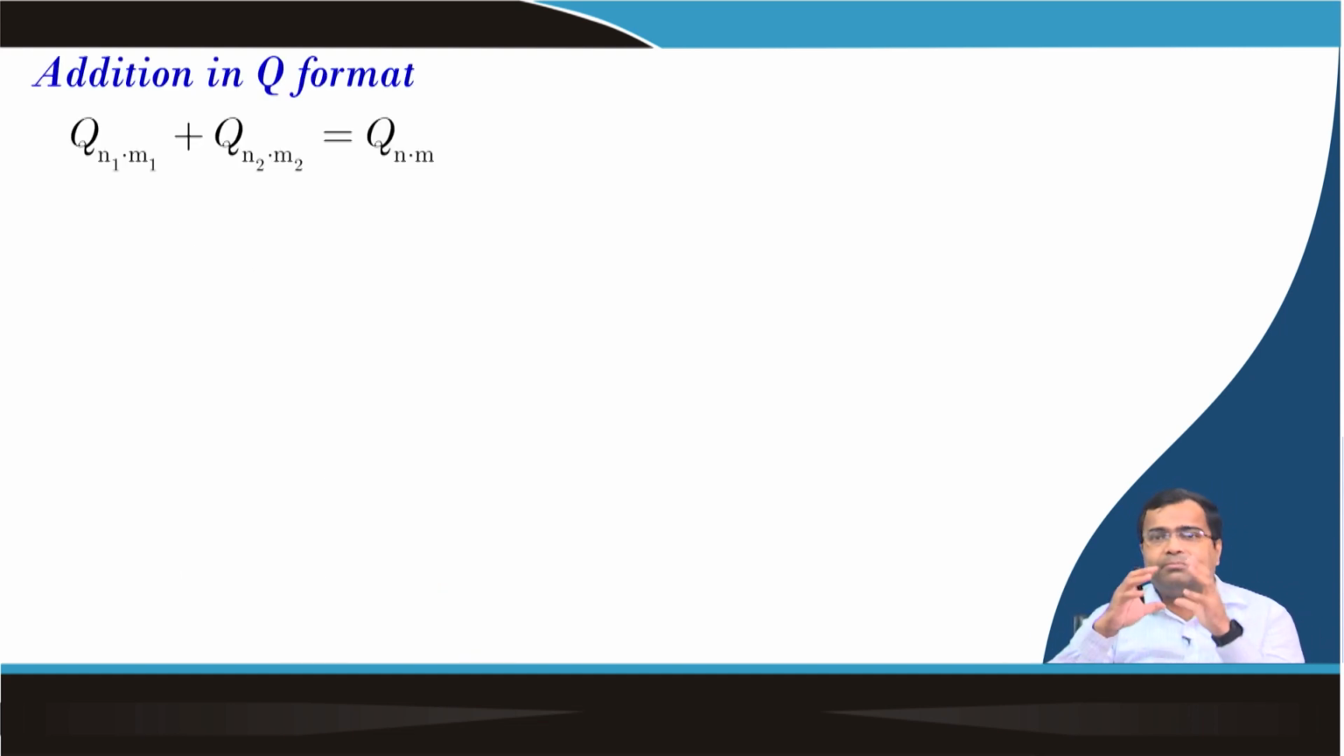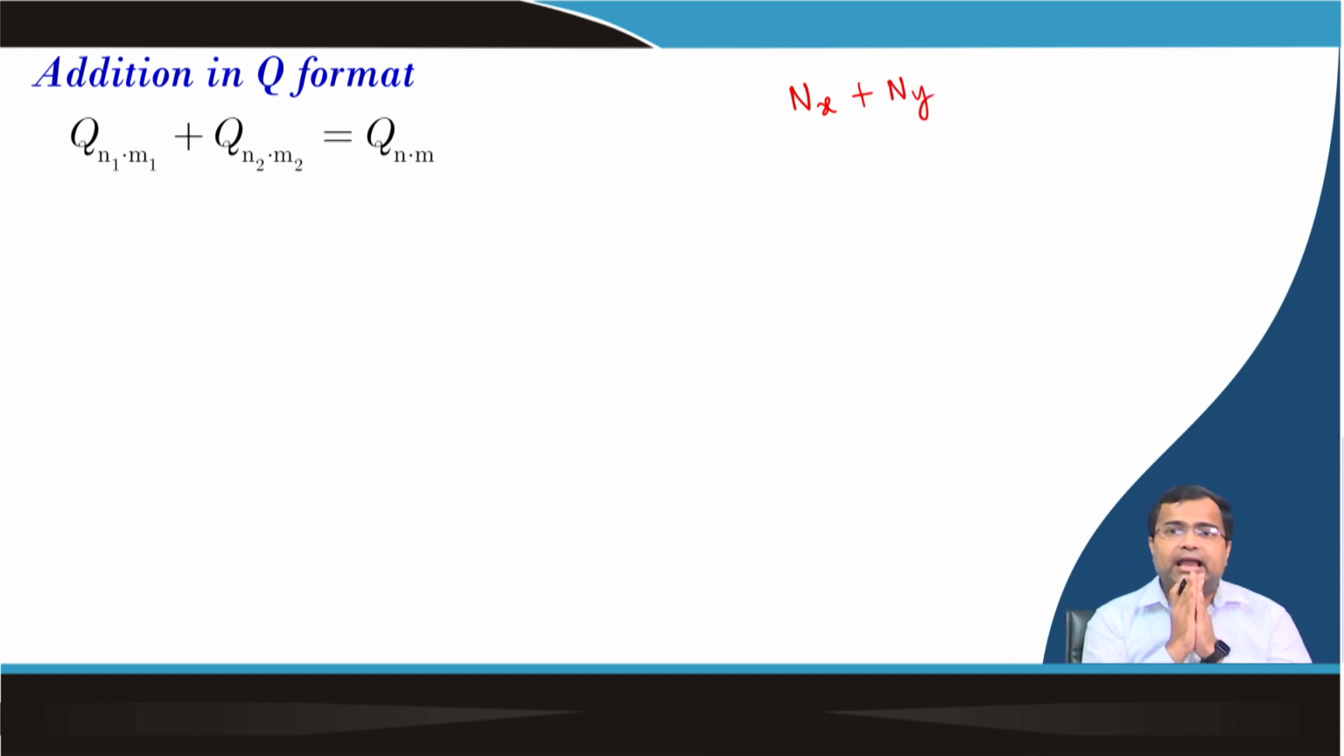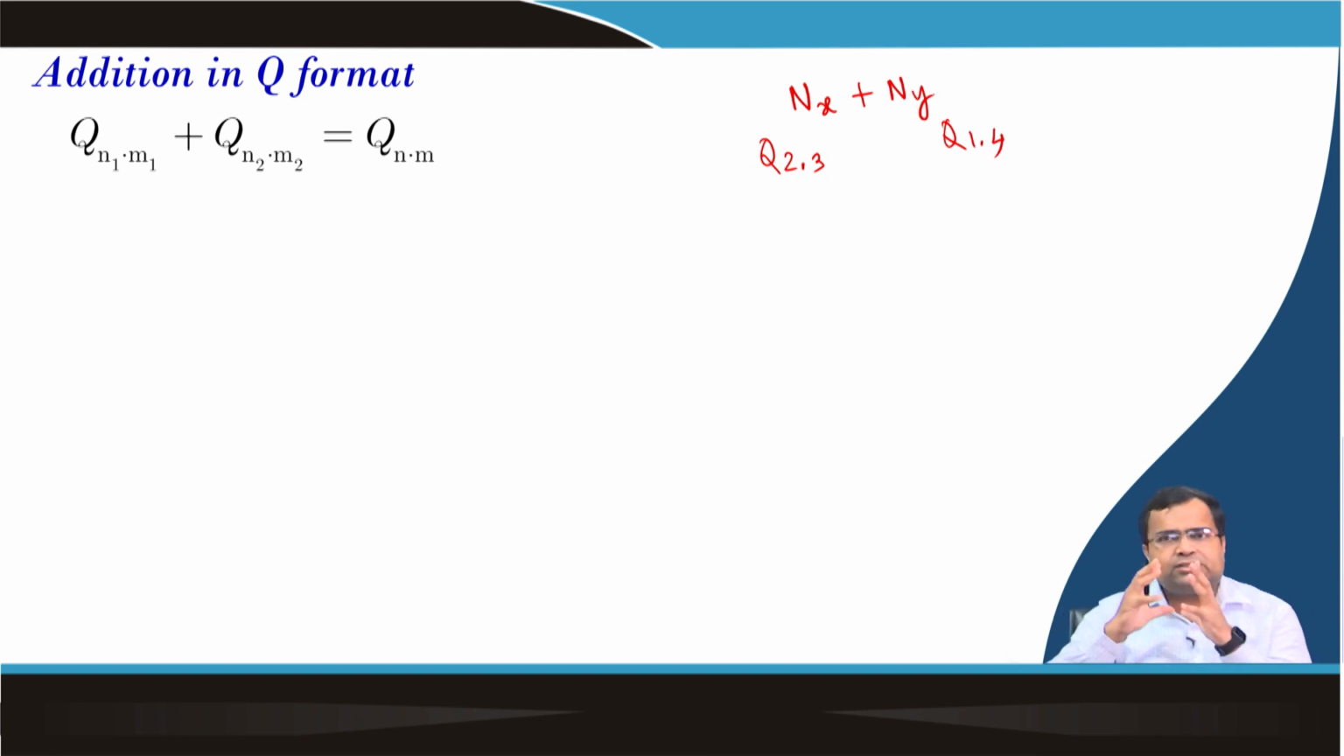Now, we have discussed the Q format of a particular number, but suppose we want to add nx plus ny. Both are signed Q format, but they have different Q formats. In one case, let us say this has Q2.3, but this has, let us say, Q1.4. Then how do we add? We cannot add these two numbers unless we match their size. Even though both are 5-bit numbers, we cannot simply add them because they are not in the same format.